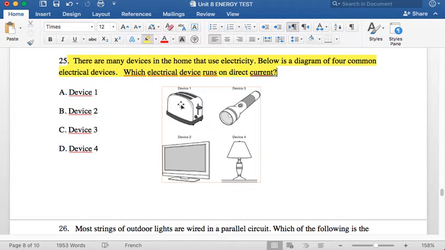So you see device 1 is a toaster, device 2 would be a television, device 3 would be a flashlight, and device 4 would be a lamp. So which of these runs on direct current? Device 1, which is the toaster, device 2, which is the television, device 3, which is the flashlight, or device 4, which is the lamp.